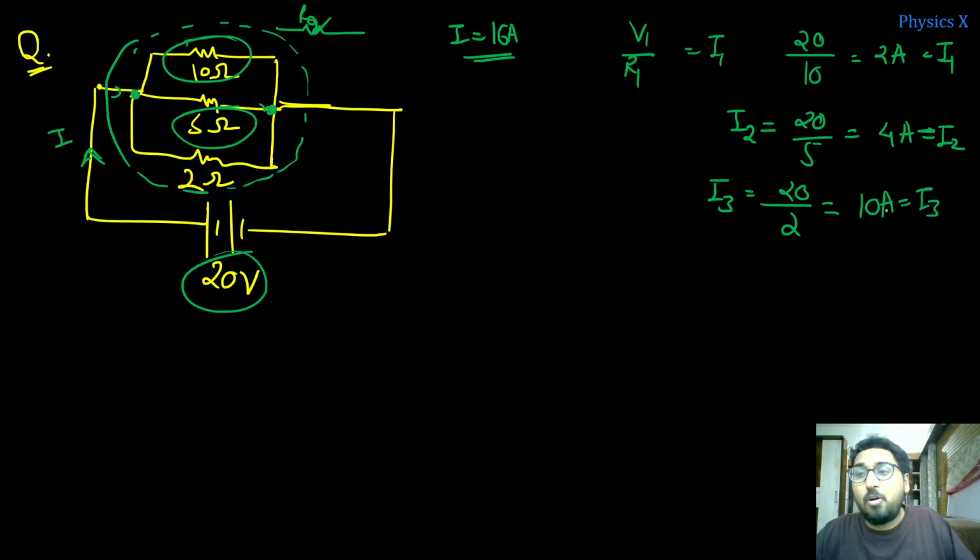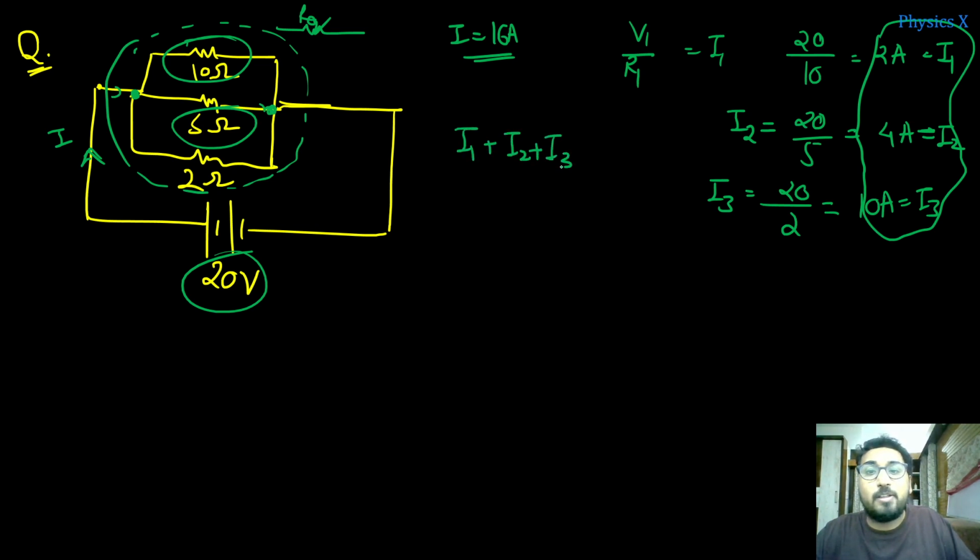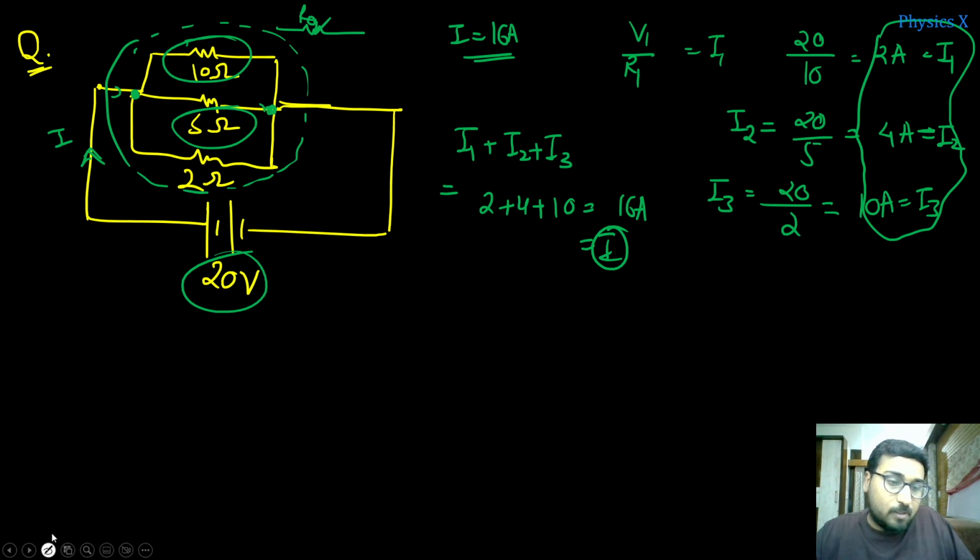This is your I. Now observe this. First of all, can you see that I1 plus I2 plus I3 is what? 2 plus 4 plus 10, which is coming out to be 16 ampere, which is equal to I. Okay, fine. Kirchhoff law is verified. But now you see the division of the current. Can you see the division of current? See, it is 2 ampere I1. Here it is 2 ampere.